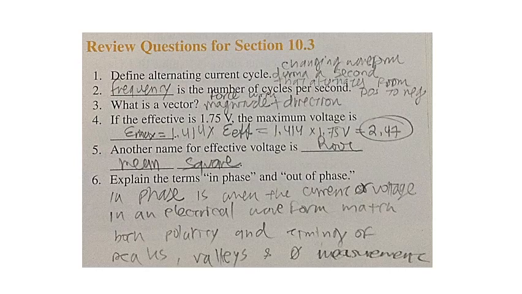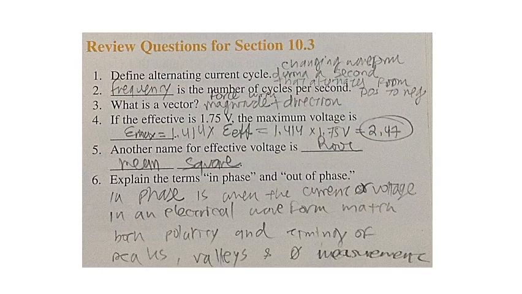Number 4, if the effective is 1.75 volts, the maximum voltage, following the formula shown, is Emax equals 1.414 times E effective, which equals 1.414 times 1.75 volts, which equals 2.47 volts. Number 5, another name for effective voltage is root mean square, or RMS.